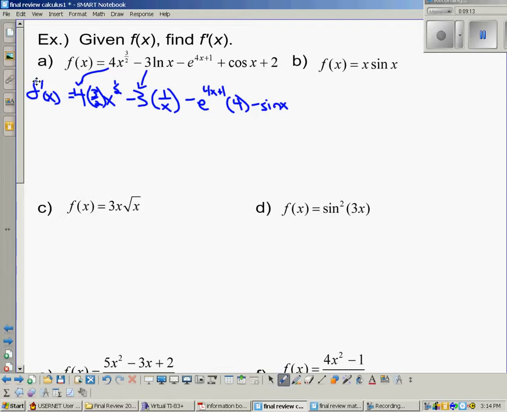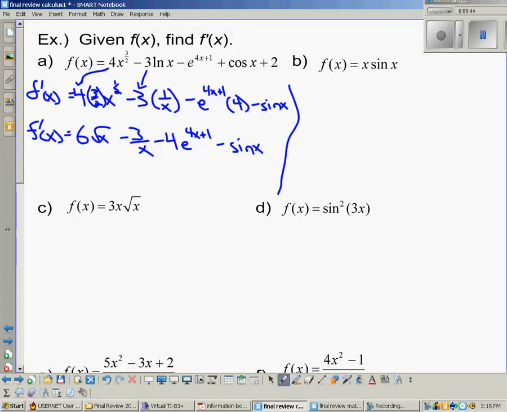Okay, let's make this look a little bit prettier. Put together any coefficients we have. 4 times 3 over 2 is just 6. X to the half, you could write it as root x. Minus 3 over x. Minus, this would look nicer as 4 e to the 4x plus 1. Minus sine x. So that's just getting us started on some function that has a bunch of different parts to it. Okay, we've got most of our basic rules dealt with in there.